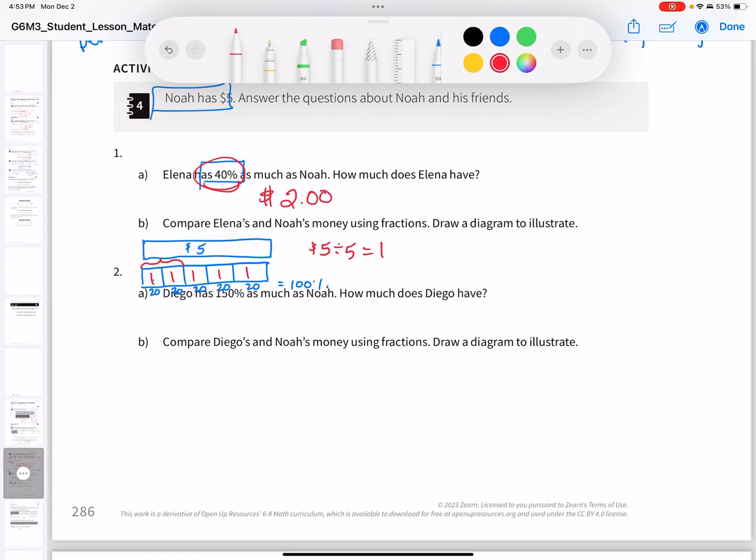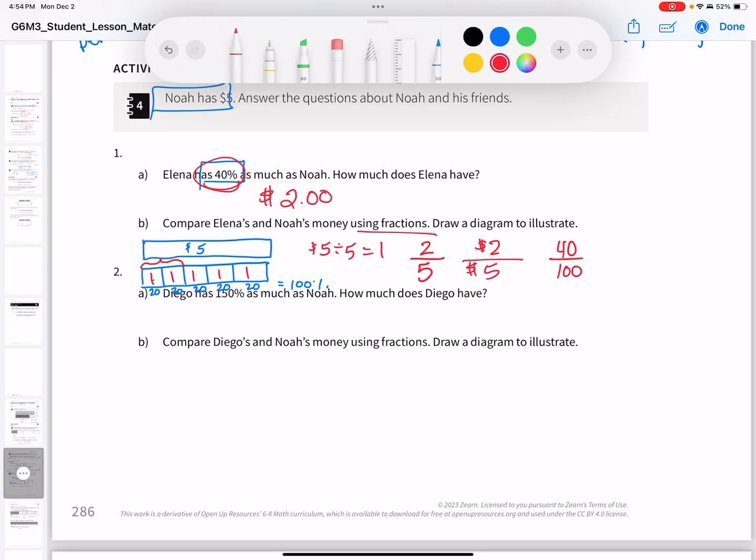She has $2. Compare Elena's and Noah's money using fractions. Well, Elena has 2 of the 5 boxes, because remember, 5 equals 100%. So you could also say she has $2 out of $5, right? So 2 out of 5, $2 out of $5. You could say she has 40% out of 100%. Any of those will work.